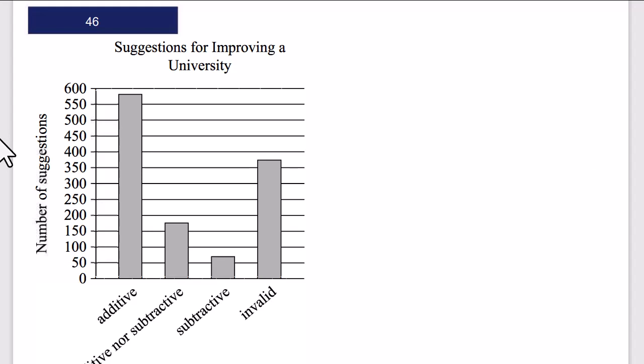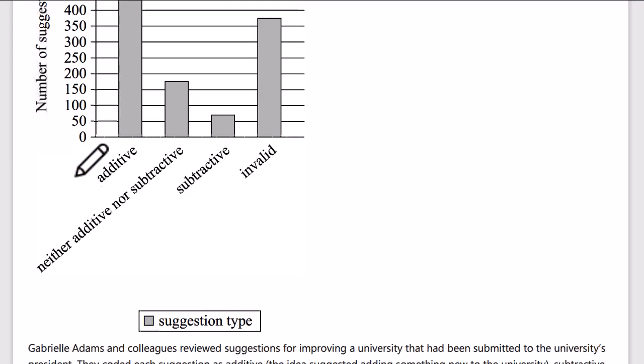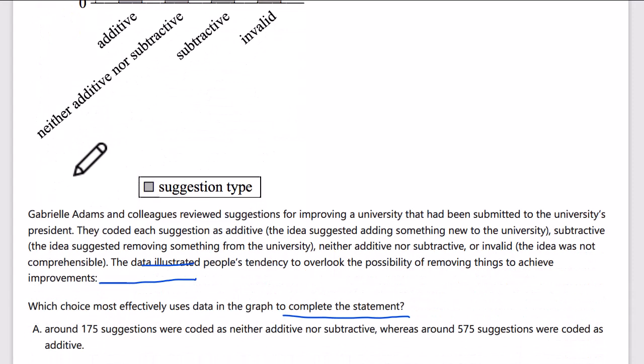I usually check the graph to see if I understand what's going on. Number of suggestions, suggestions for improving a university: additive, subtractive, or neither additive nor subtractive, invalid. So I've got different types of suggestions and the number of suggestions given. Let's read the text. Gabriel Adams' colleagues reviewed suggestions for improving a university that had been submitted to the university's president. They coded each suggestion as either additive, it wanted to add something new, subtractive, take something away basically, neither of those, or invalid. The idea was just not even comprehensible.